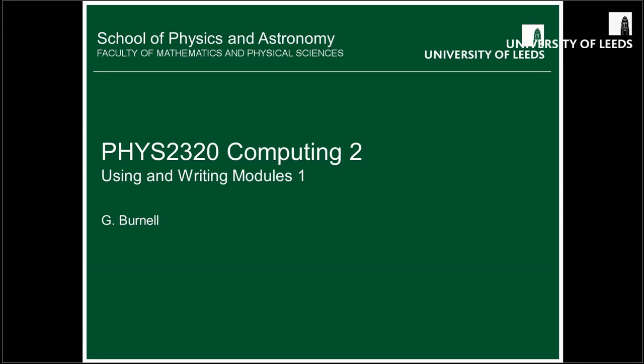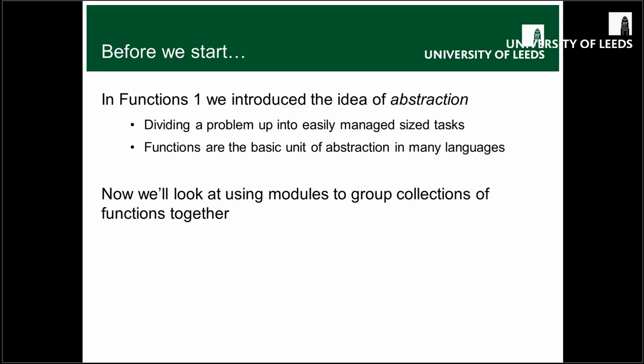Okay, so this is Phys 2320 Computing 2, and this video is going to be all about using and writing modules. So in the functions video, and in particular in function 1, we introduced the idea of abstraction in programming, which in computer science basically means dividing a problem up into easily managed tasks that you can then go and run separately or develop separately or think about separately. So functions are basically the bottom unit of abstraction in an awful lot of programming languages, Python included. So they're the thing you work with most of the time.